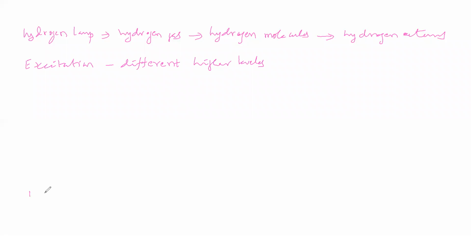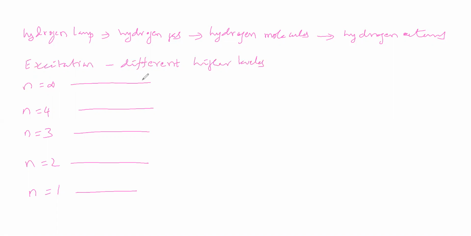Now we will take the first level. In the first level, some electrons might be there. In the second level, some electrons might be there. In the third level, some electrons might be there. In the fourth level, some electrons might be there. Like this, up to the infinity level, some electrons might be there.